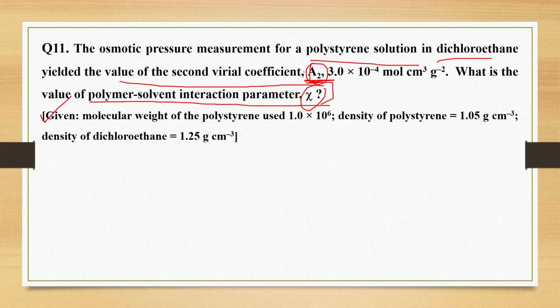So you need to calculate the chi value, where the A2 is given, and what else is given? The molecular weight of polystyrene is given, the density of polystyrene is given, and the density of the solvent is given as well. Okay, so all the things are actually given. If you find out the formula, you can see all the values you require are provided in this numerical. Just find out the relation between the second virial coefficient and chi. You can go through the slides and then answer.